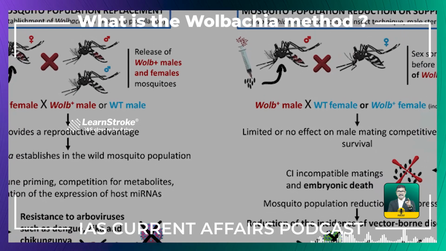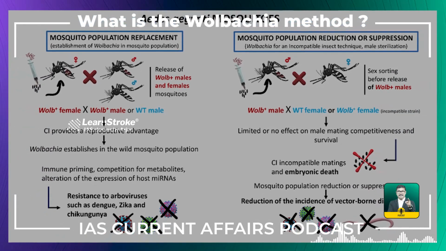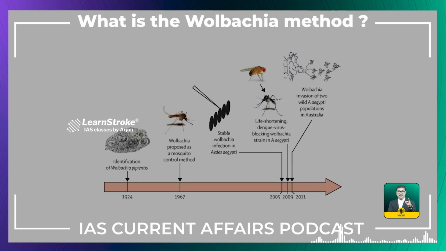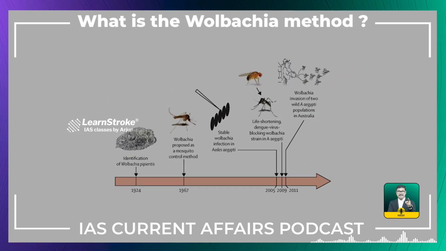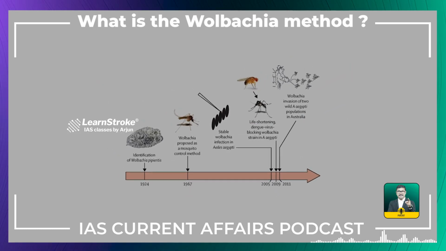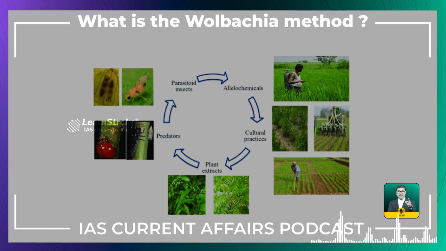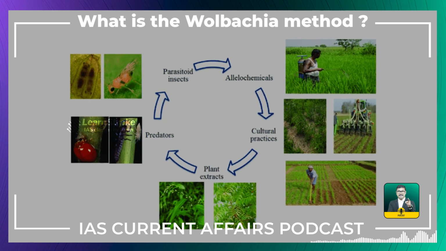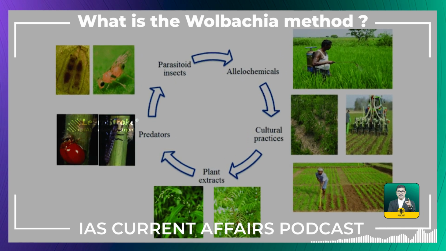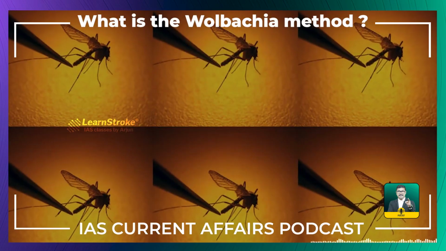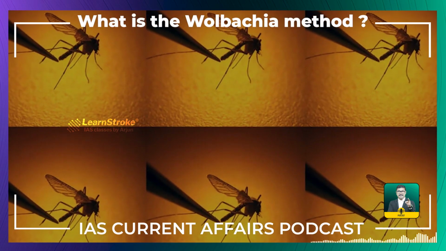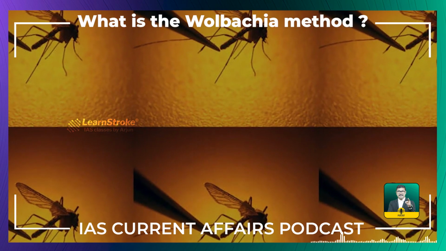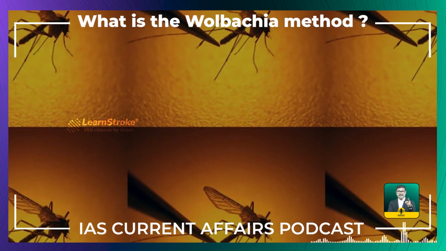Continuous releases of Wolbachia infected mosquitoes may be required to maintain the desired level of infection in the population. Sustained efforts are needed to achieve and maintain effective control. This method is considered a biocontrol approach with potential advantages such as being very environmentally friendly and reducing the reliance on chemical insecticides. The use of Wolbachia has been studied in various locations worldwide with promising results in controlling the spread of diseases carried by mosquitoes.